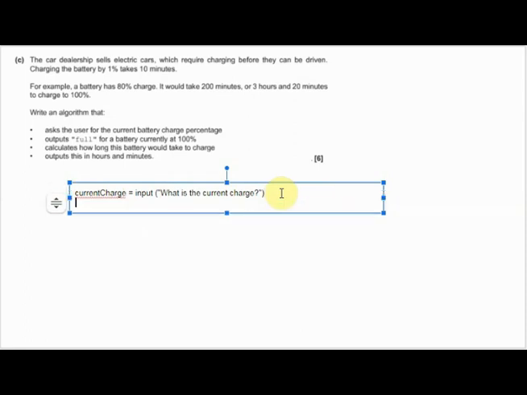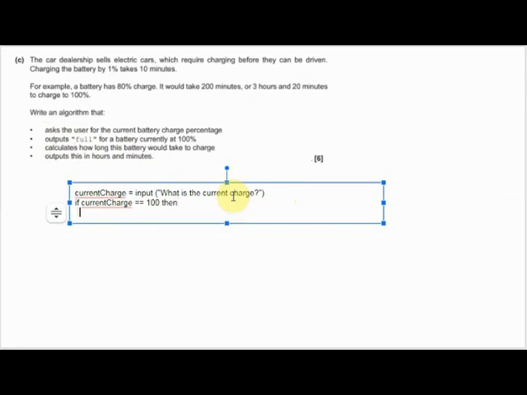And that will be held in the variable called current charge. It then says we want to output full, just the string full, if the battery is currently at 100%. So if whatever is held in current charge is equal to 100. Now remember, you do not write the percentage sign here. It is an integer that we've taken here. So if current charge is equal to 100, then we just want to print, and they've asked us to print full.